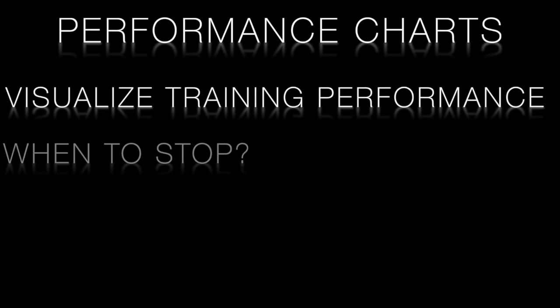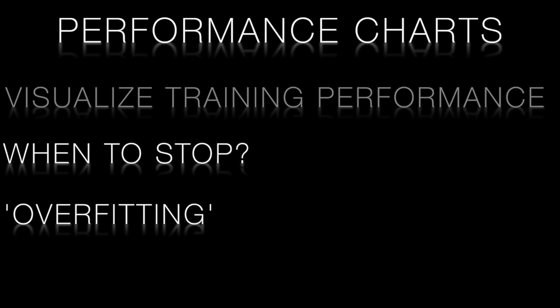When we're training a network, how do we know when to stop? Should we train for more epochs, or have we already optimized the network's weights and biases? Also, how confident are we that the network can generalize?